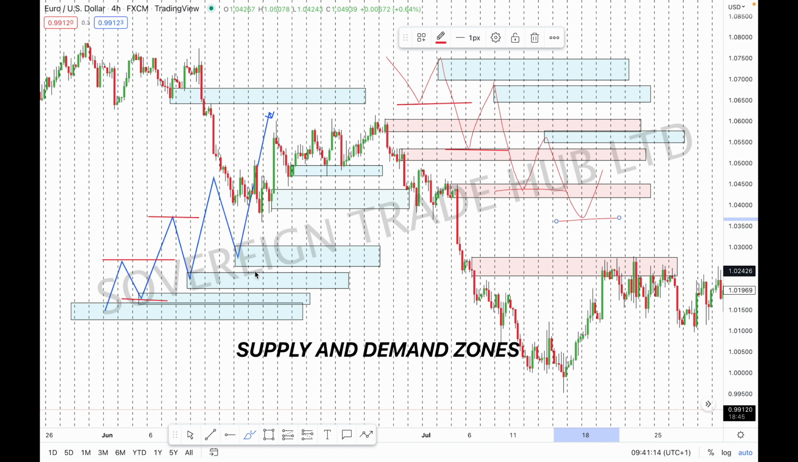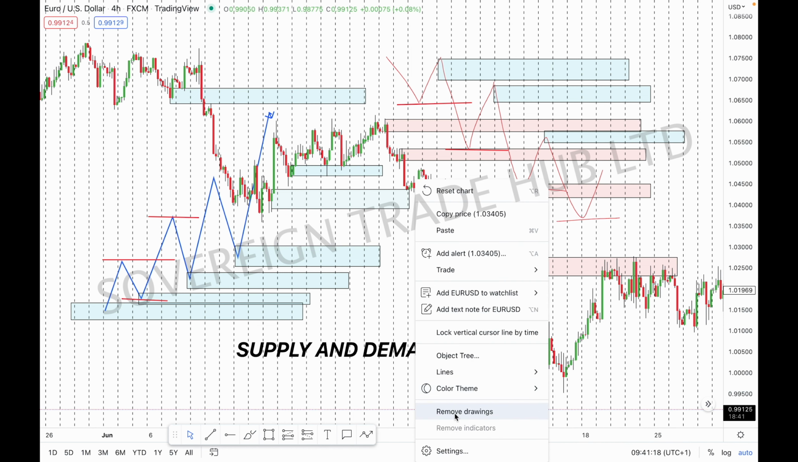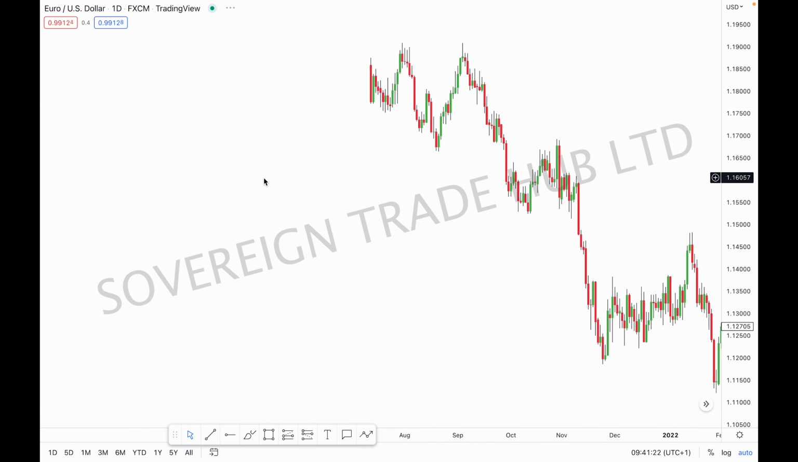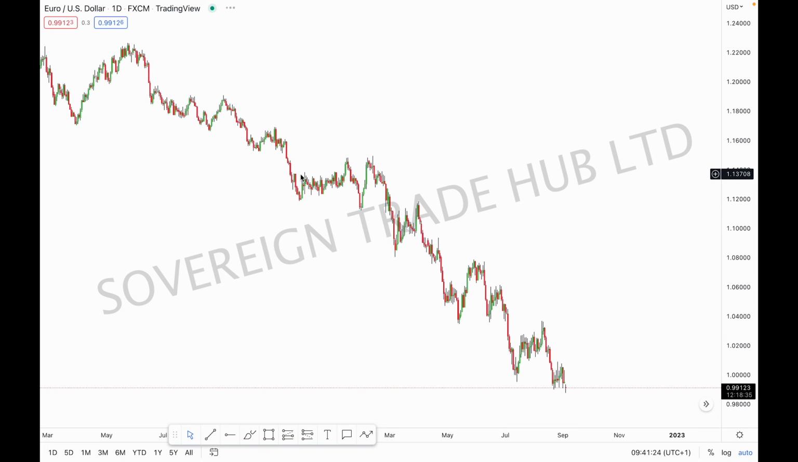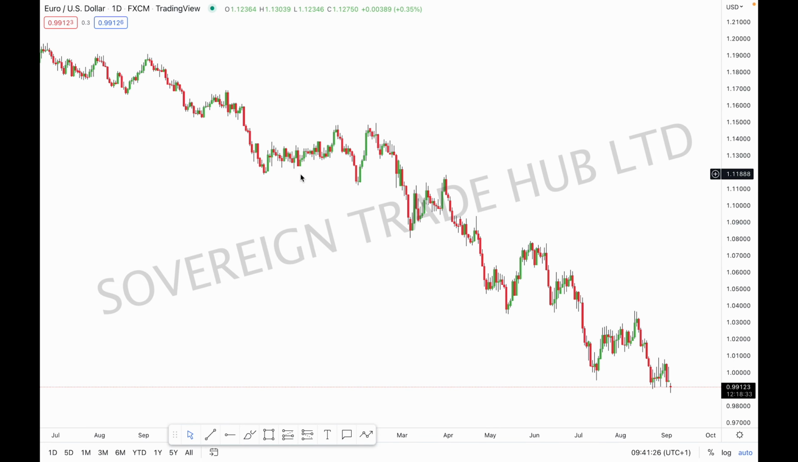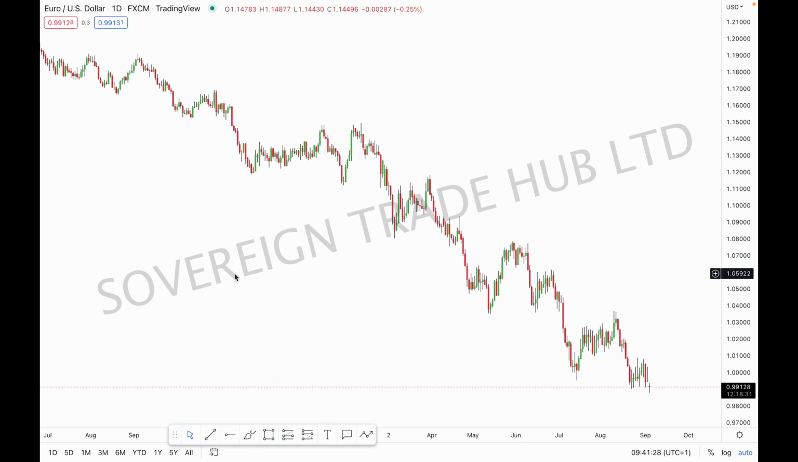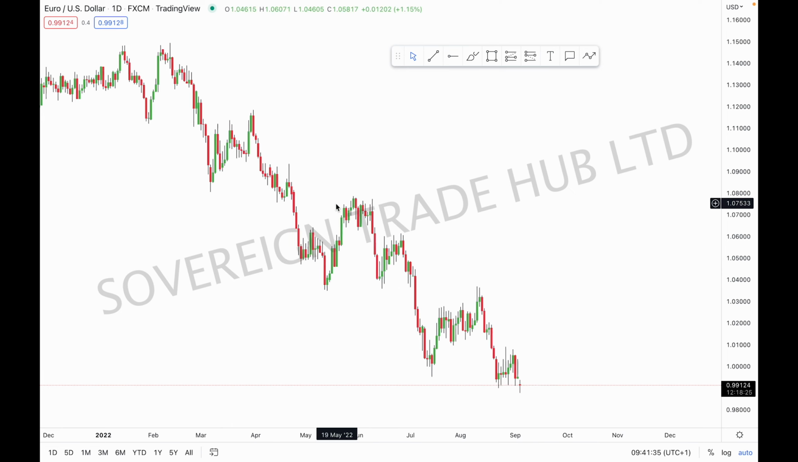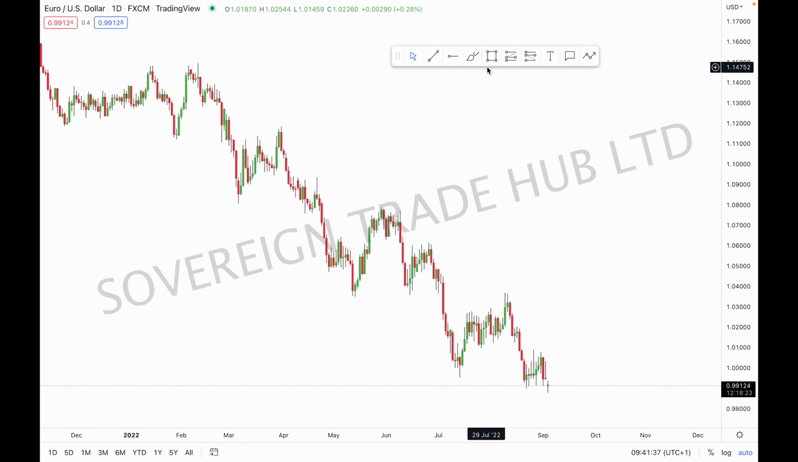Let me quickly give us just another example. Let me clear all this diagram on my screen. Okay, taken out. Let me go to the daily. Looking at the daily chart of the EUR/USD for the year 2022, you're going to spot something: the market has been on a precise downtrend.